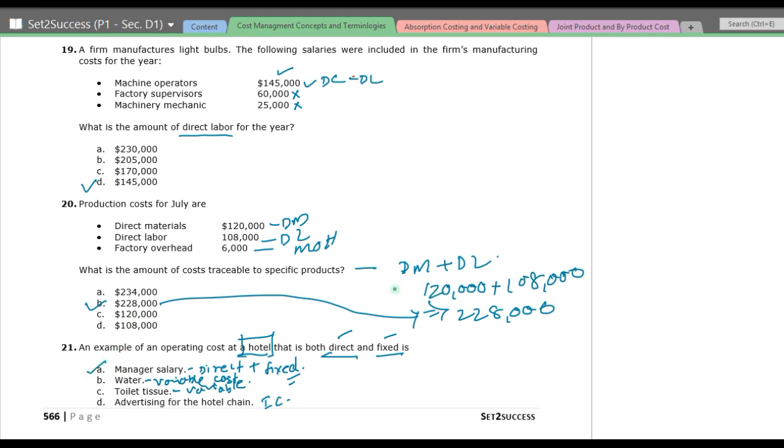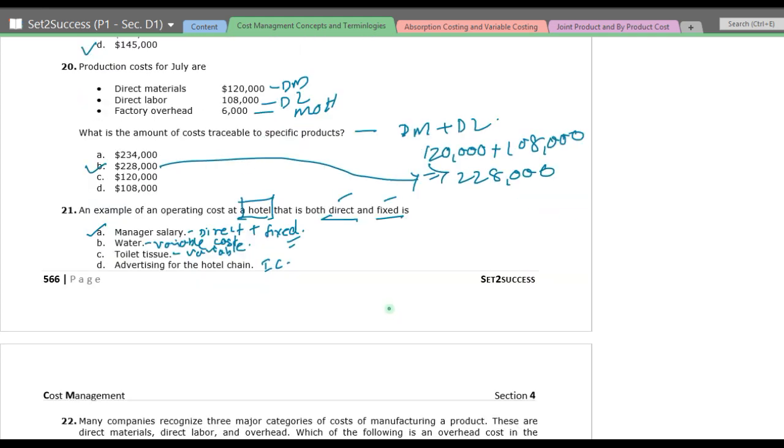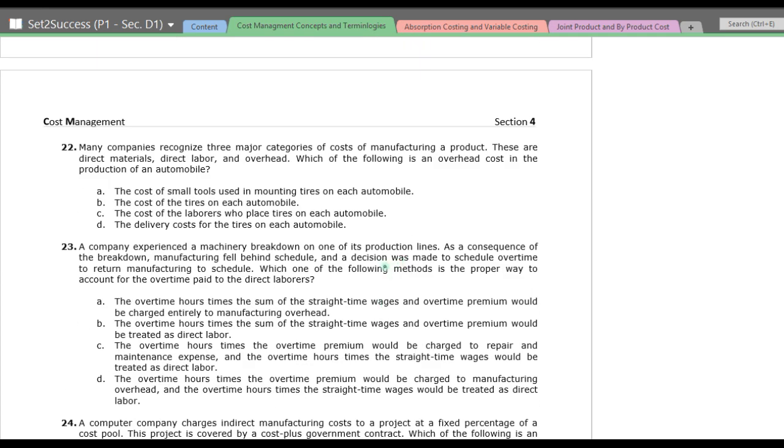Next, many companies recognize three major categories of costs of manufacturing a product. These are direct materials, direct labor, and overhead. Which of the following is an overhead cost in the production of an automobile? They are asking for overhead cost, which is manufacturing overhead. The cost of tires on each automobile.